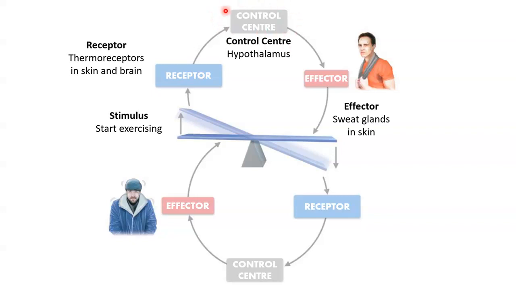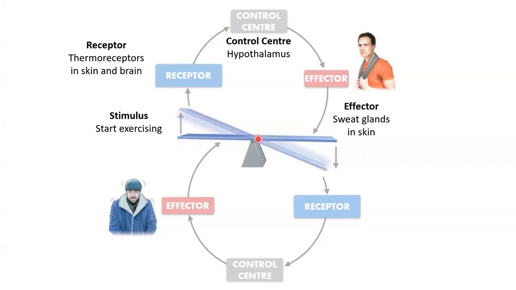The decision of the control center, the hypothalamus, about what to do about the increase in body temperature will travel along our efferent, E for efferent, E for exiting pathway to our effector, which in this case is the sweat glands within our skin. The sweat glands will start to produce sweat and this will cool the body down. So now we're back at equilibrium.